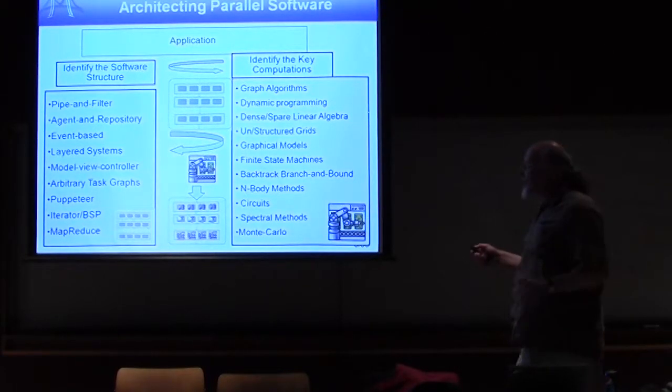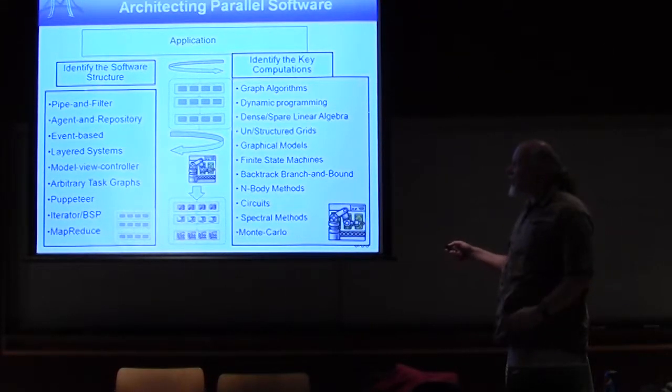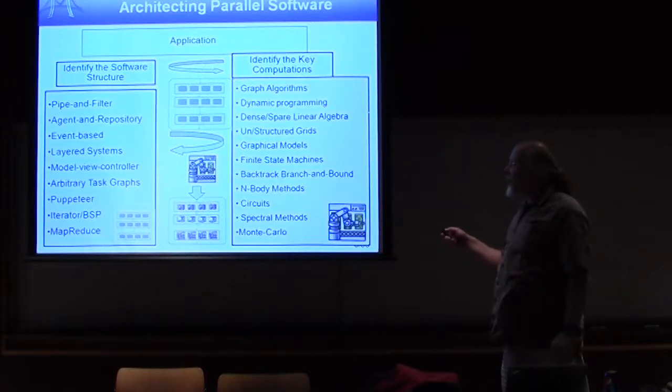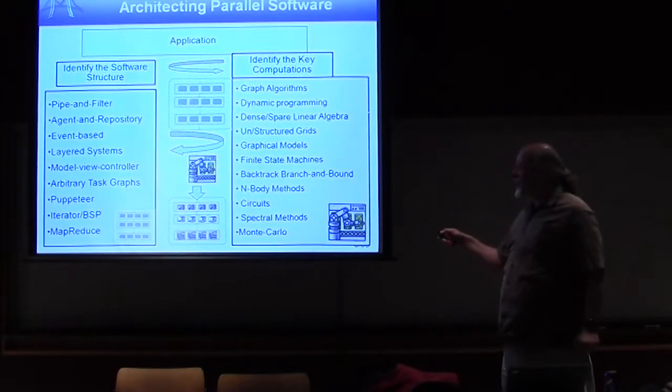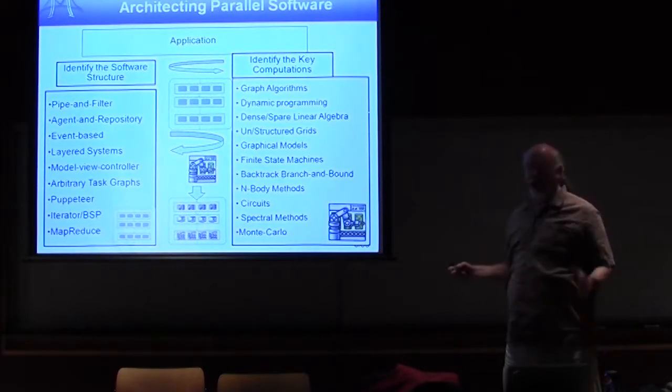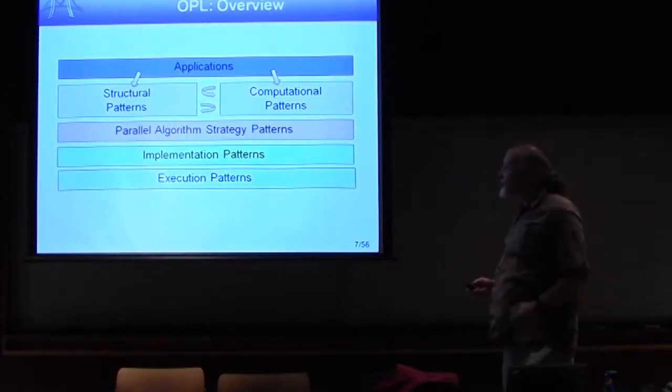Okay, so this is, I'll keep flashing it, the way we architect parallel software. We identify structure, look at the key computations, look at the structures that support those computations, look at the computations that go in those structures back and forth, you know, the layout of the factory, the machinery, and how it all hangs together. And this is an iterative process.